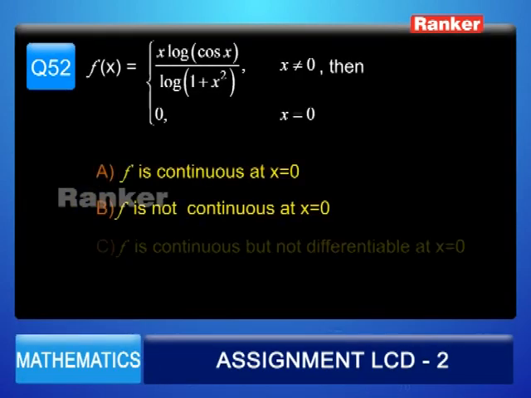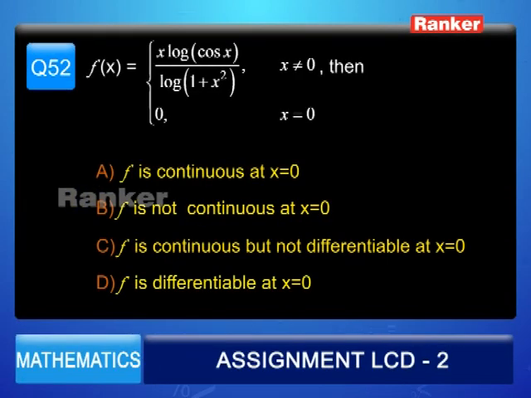Next question: f of x is equal to x log cos x divided by log of 1 plus x square, x not equal to 0, and 0 when x is equal to 0. Then option A, f is continuous at x equal to 0. Option B, f is discontinuous at x equal to 0. Option C, f is continuous but not differentiable at x equal to 0. Option D, f is differentiable at x equal to 0.